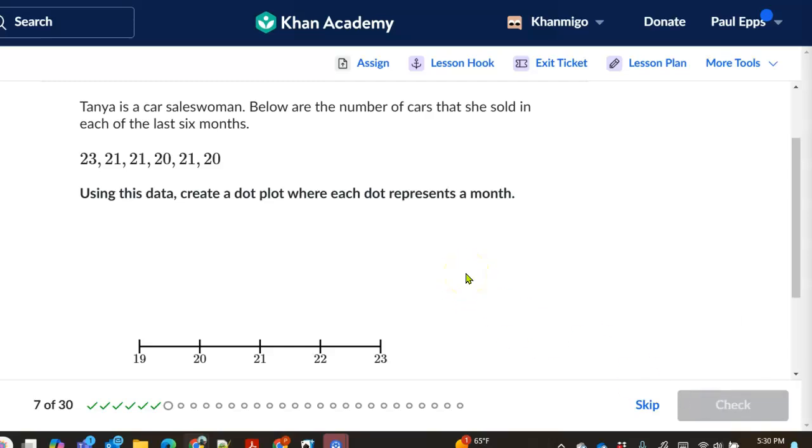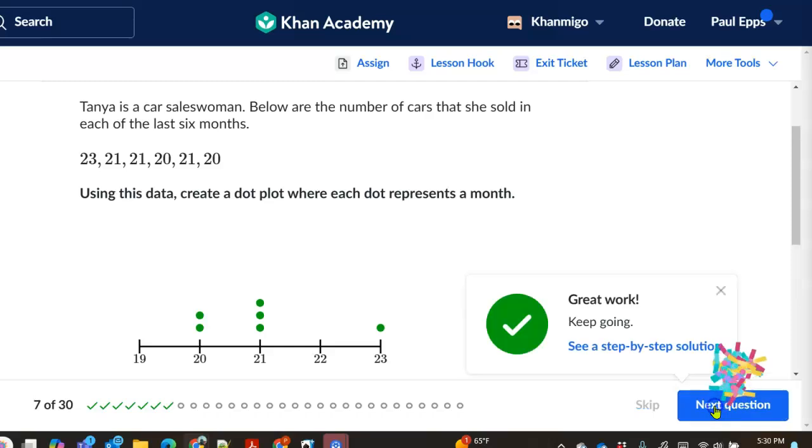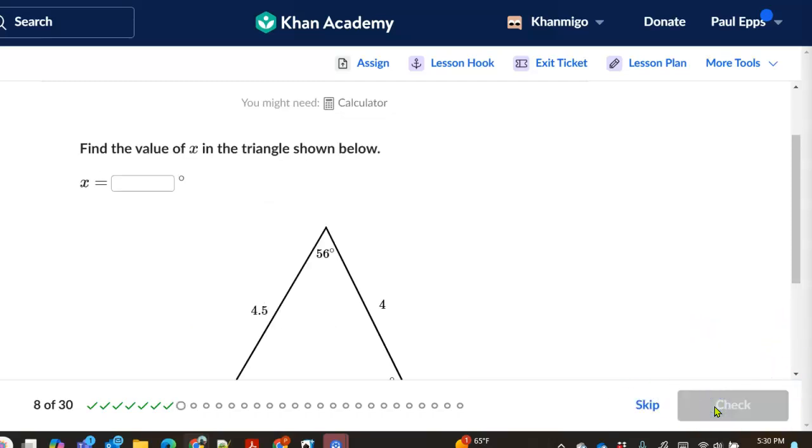Tanya is a car saleswoman. Below are the number of cars that she sold in each of the last 6 months. Using this data, create a dot plot. Each dot represents a month. Okay, so she's got 2 months at 20. I think you can put 2 at a time in here. She has 3 months at 21. Whoops, I put 4. Okay, there's 3 and 1 month at 23. All right. I wish they were all that easy.